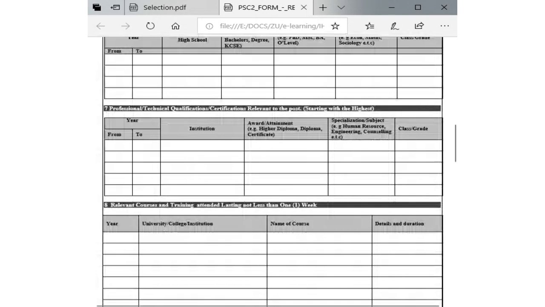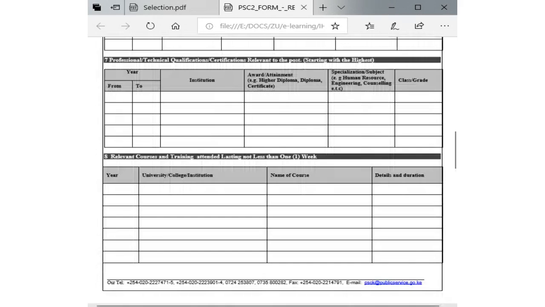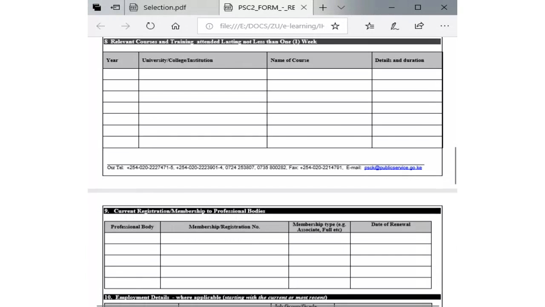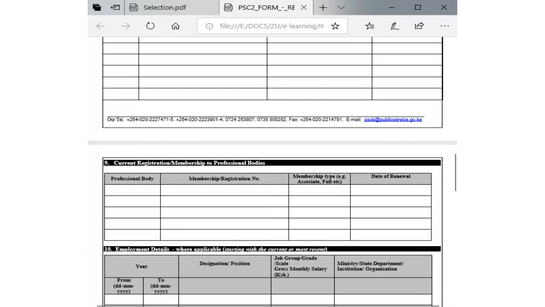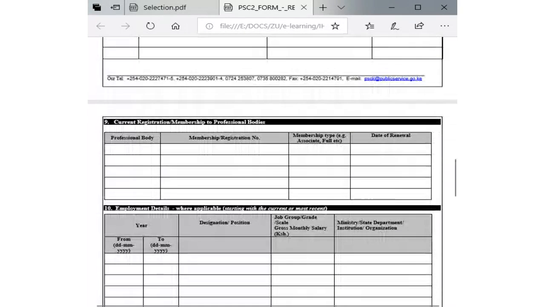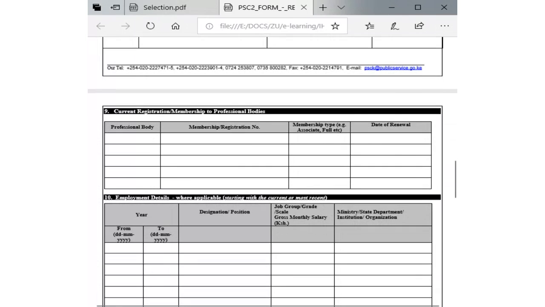Then you move down to relevant courses and training attended. Then from there, you go to current registration. Are you a member of a body? If you are, in this case still, IHRM, give us that information. You'll always have the membership number and the type of membership also.